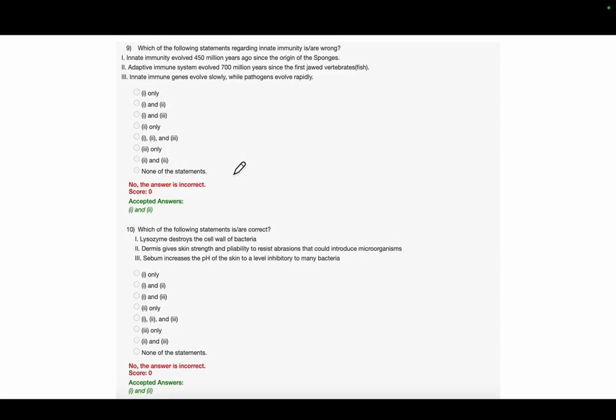Which of the following statements regarding innate immunity is wrong? Innate immunity evolved 450 million years ago, since the origin of sponges. Adaptive immune system evolved 700 million years ago, since the first jawed vertebrates. Innate immune genes evolve slowly while pathogens evolve rapidly. The first statement is wrong. The second is also wrong. Innate immune genes evolve slowly while pathogens evolve rapidly: this is true. So the option will be 1 and 2.